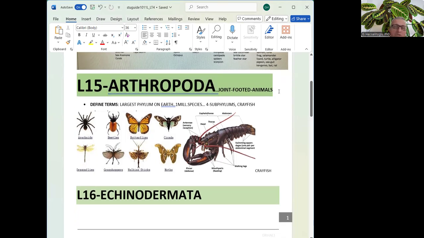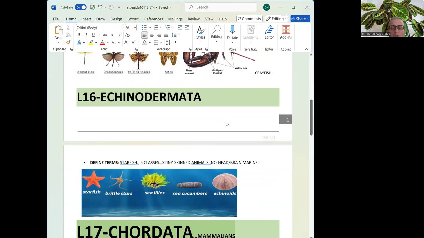Arthropods is a very large phylum, as you know, more than 1 million species. This is the biggest phylum of Animalia. They are also called joint-footed animals. So go over each of the slides, and get familiar with especially some model systems like crayfish. You see here three major parts of their body, and also some other subphyla. There are four subphyla, the largest phylum on Earth, 1 million species, and crayfish is our model system.